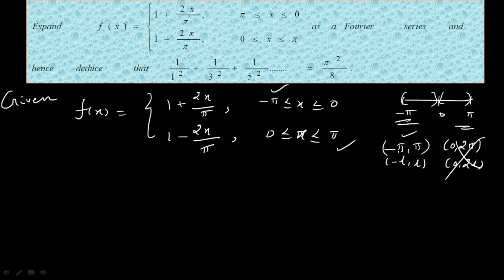The problem is from, that is the function takes the values from minus pi to pi, which means we are under odd and even functions. So that means you have to immediately verify whether the given function f of x is even or odd. As you know already, I am just giving you a short introduction about how to find whether the given function is odd or even.